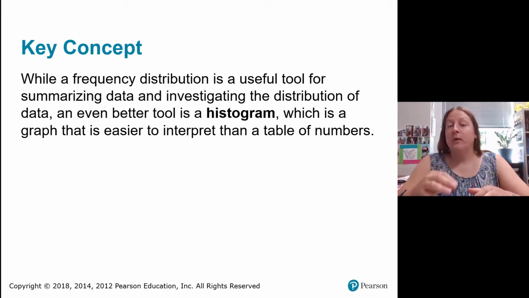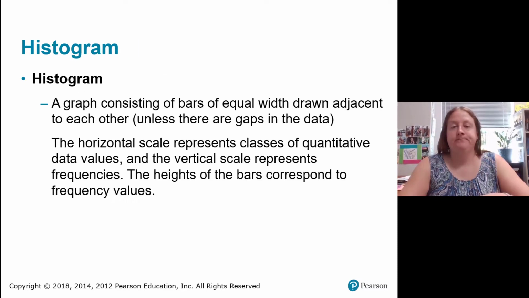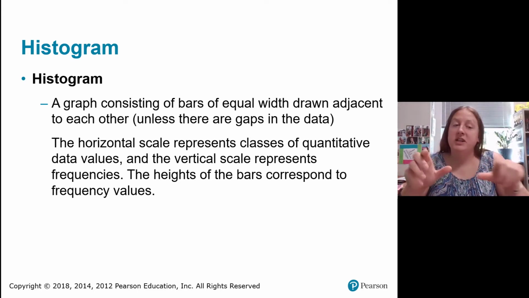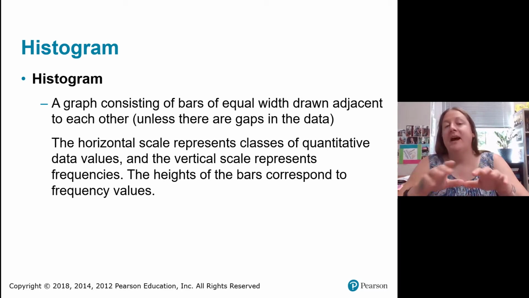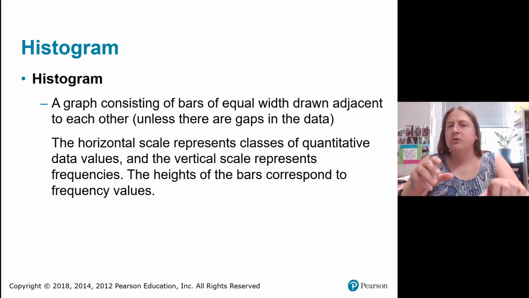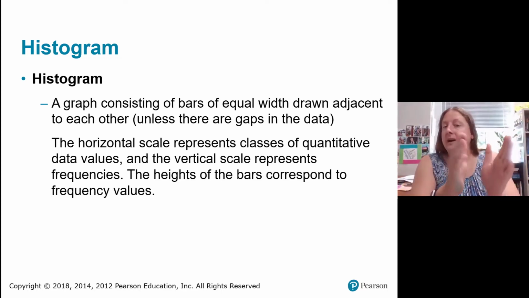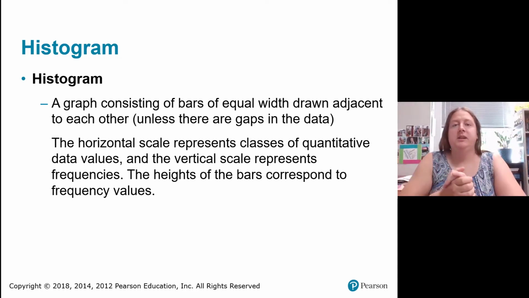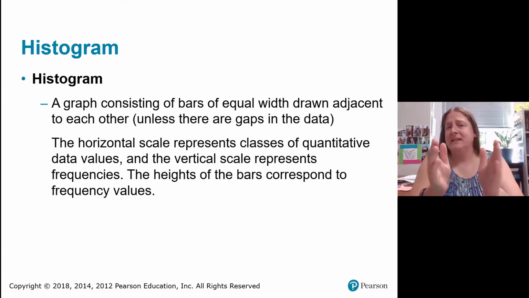A histogram is a graph that makes it easier for us to interpret those tables of numbers that we get with our frequency distribution. So a histogram is a graph consisting of bars of equal width that are drawn adjacent to each other unless there's some gap in the data. This is not to be confused with a bar graph. In a bar graph, you leave spaces between the data because it doesn't make sense to have the bars touching each other necessarily.